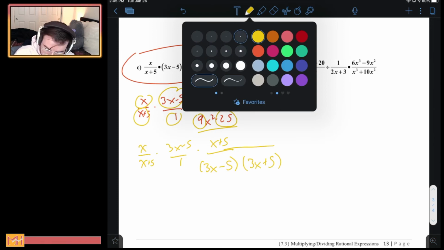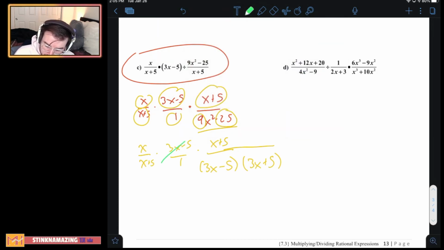So, what cancels out here? 3x minus 5, x plus 5, and that's honestly it, right? So there's an x left on top, and there's 3x plus 5 on bottom.